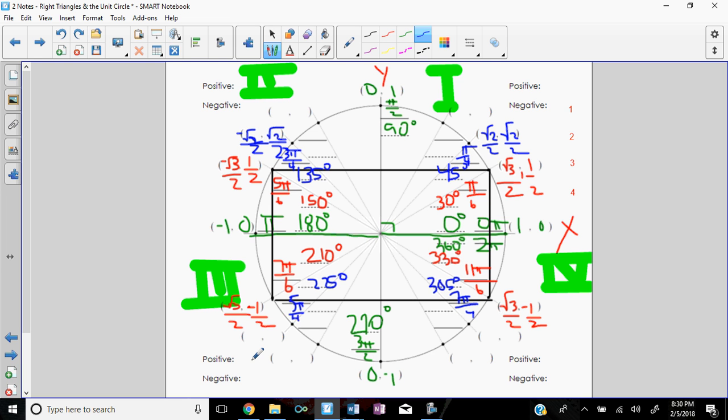Okay. In quadrant 3, we know that both values are going to be negative. So this is going to be negative square root of 2 over 2, and negative square root of 2 over 2. And then in my fourth quadrant, my x value is going to be positive, but my y value will still be negative.